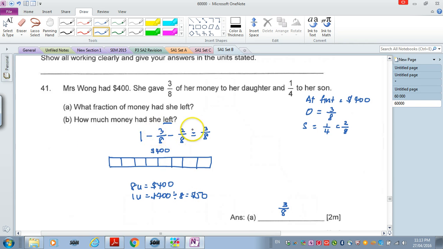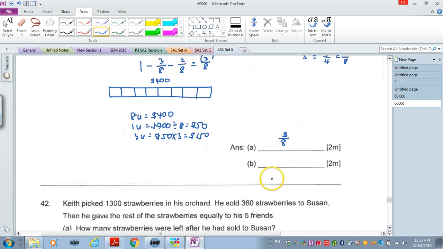How much money has she left? She left 3 units. Therefore, 3 units is 50 times 3 is 150. So my answer is $150. So remember to put our units. Now let's check.